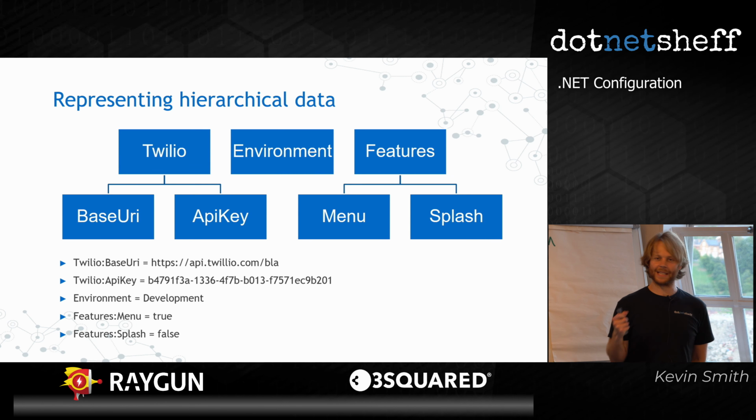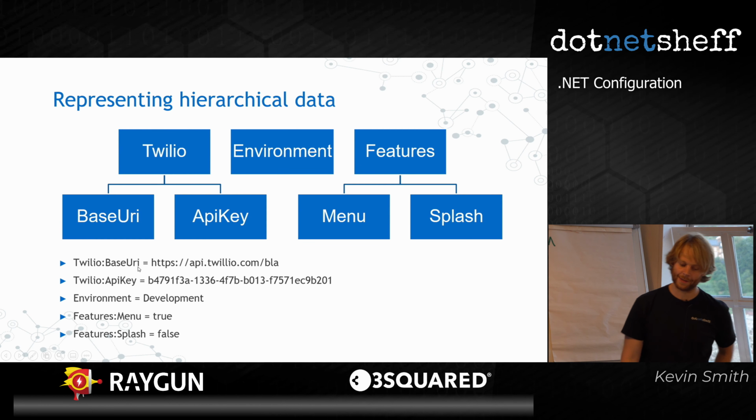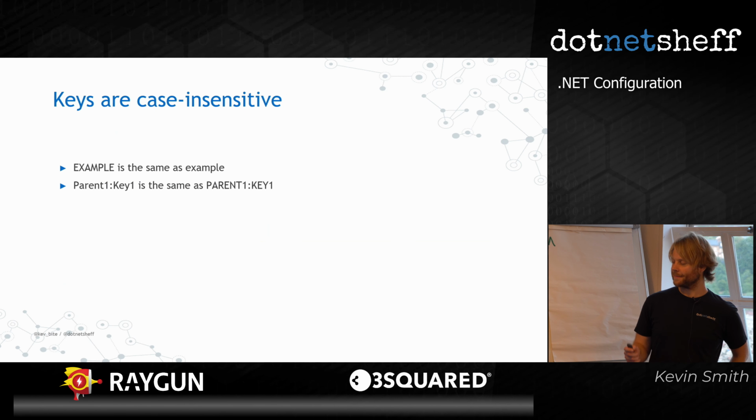But it can represent hierarchical structures, which is quite nice. So like our old XML files, we can represent a hierarchical structure by using a colon. So this bit here, where we've got the colon, so we've got Twilio base URI and Twilio app key. They'll go under Twilio, so it ends up more like a hierarchical kind of object. But under the hood it's just flat keys. So an example of that, you could have parent 1 and key 1.